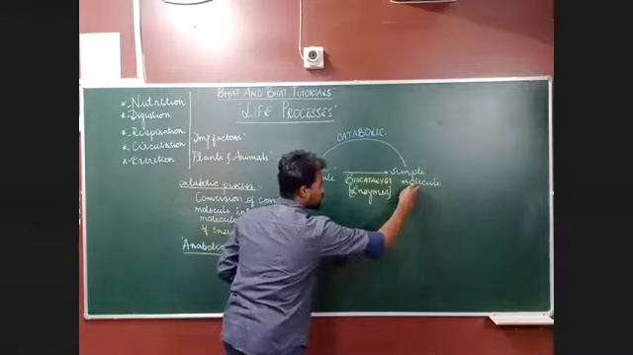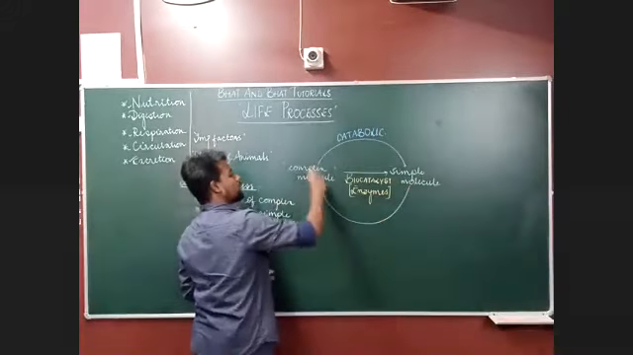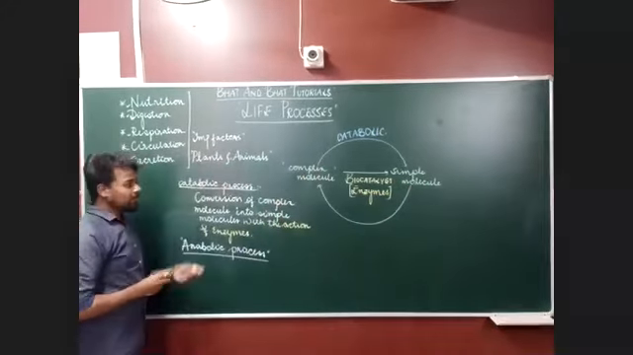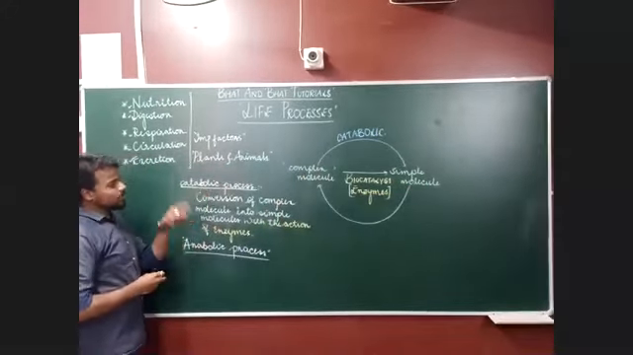It is the conversion of simple molecule into complex molecule. It is the exact opposite of the catabolic process. Now, how do we define anabolic? What was the catabolic process? Basically, conversion of complex molecule into simple molecule. Now, how do we define anabolic process? It is the conversion of simple molecule into the complex molecule.